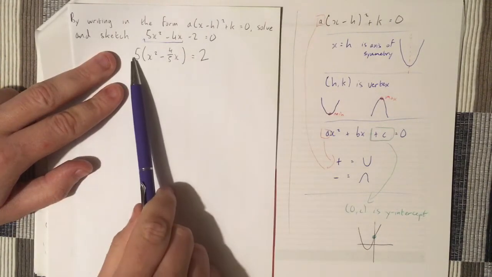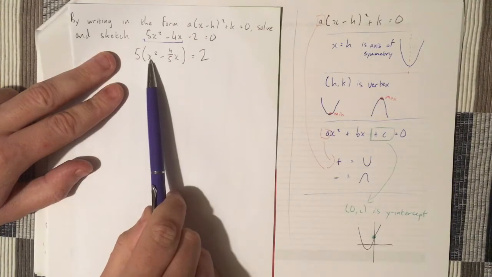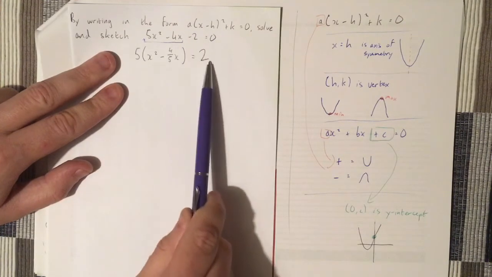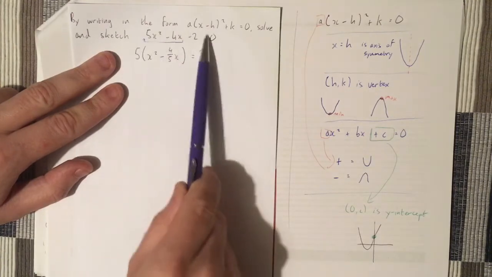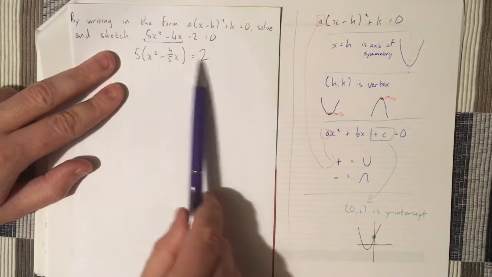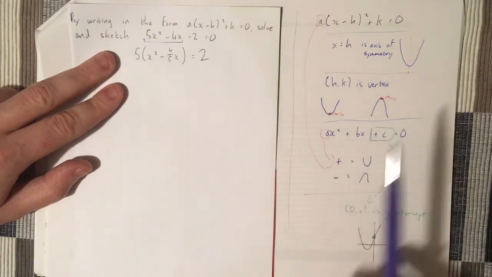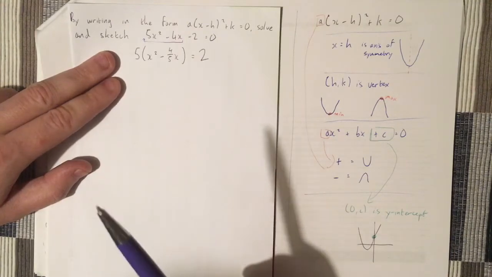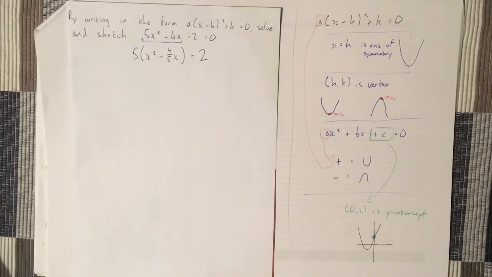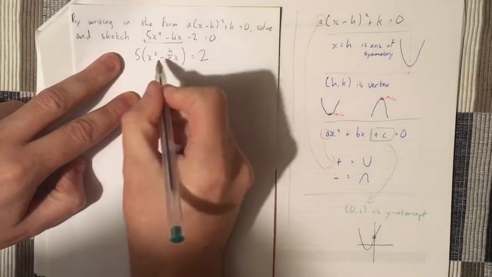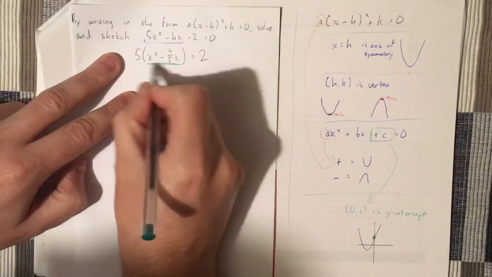If you look at this, if I multiplied the 5 out, 5 times x squared is 5x squared, 5 times minus 4 over 5x is minus 4x. If I brought the 2 over, it'd be minus 2, so I would still be back here. So I haven't really changed the equation. I've just factorized and moved some stuff around, but it's still the same equation. Now, it is inside this bracket that I'm going to focus on completing the square.